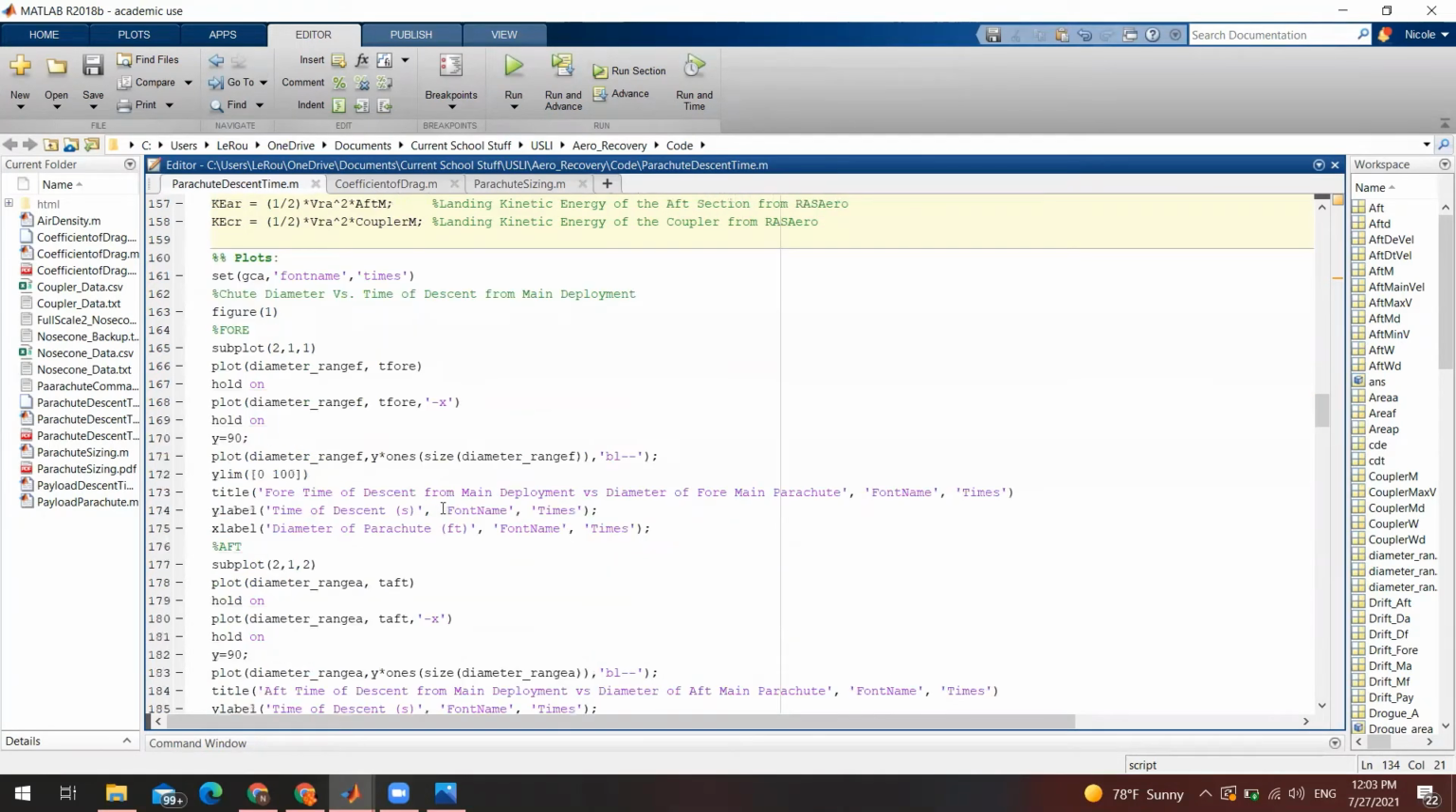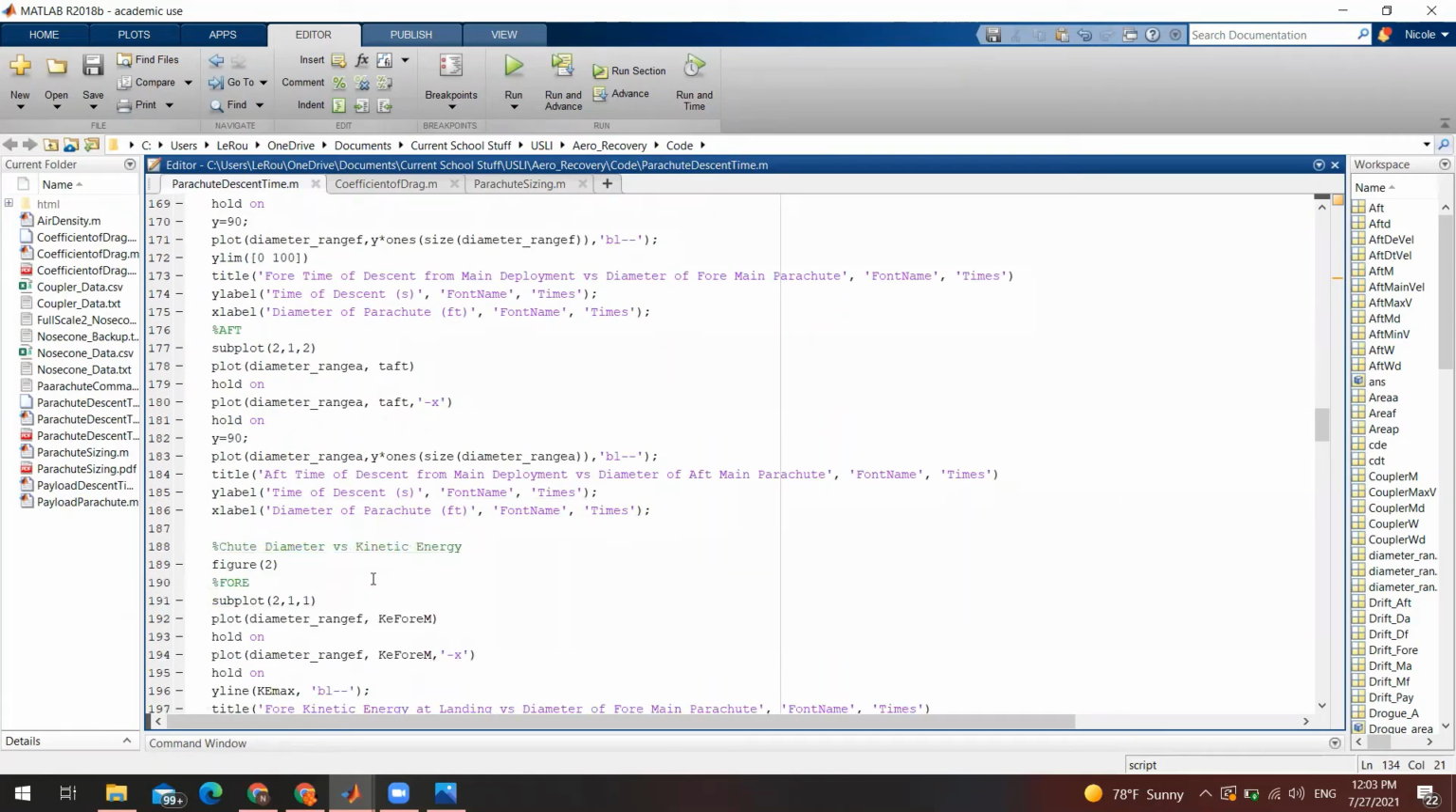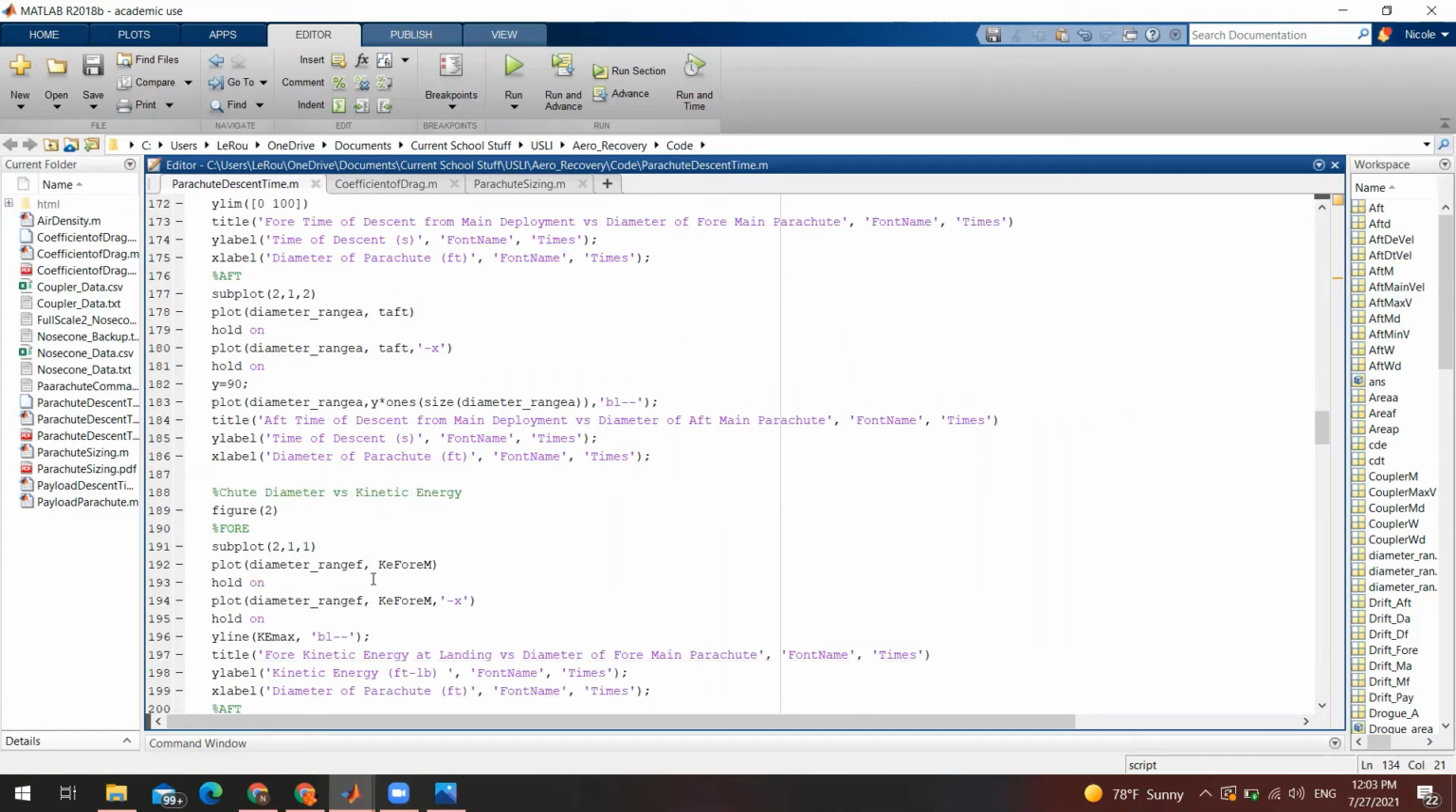And then we just compared that to the kinetic energy that we got from this Matlab code. So this code produces a ton of plots. Some of them are very useful and some of them are not so much, but they were maybe useful one time and that's why they're in here.